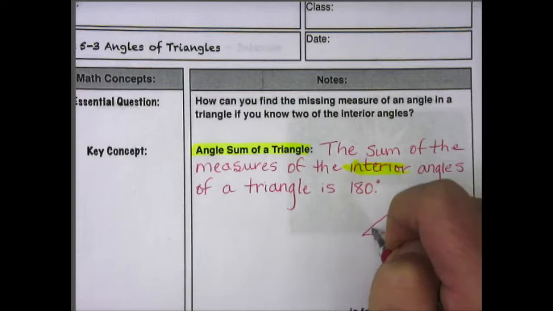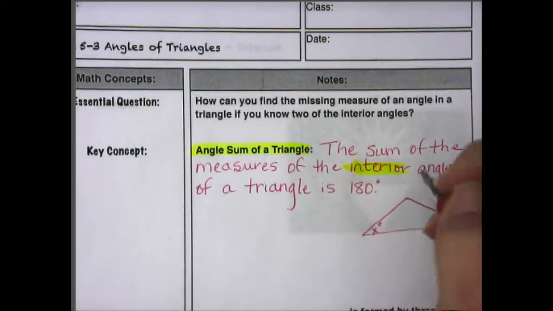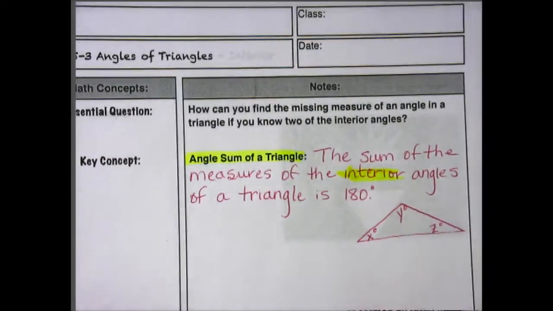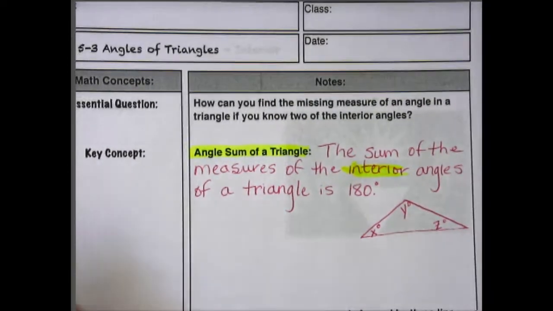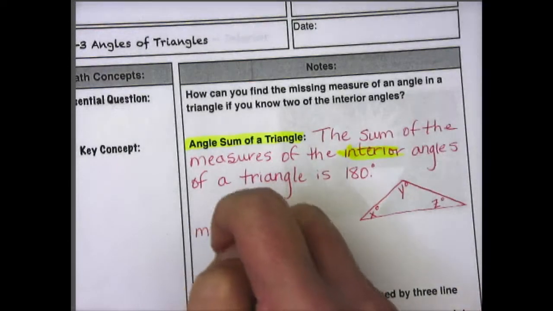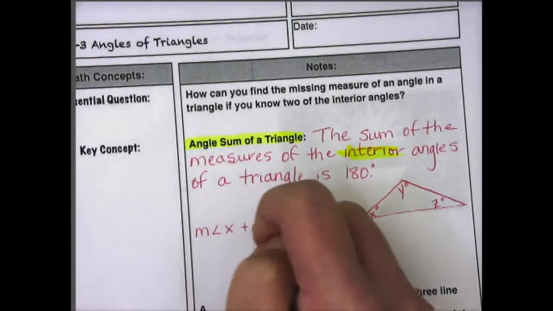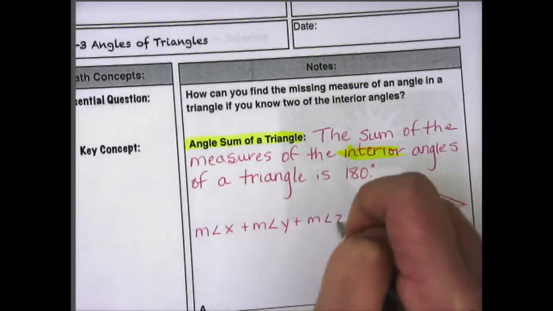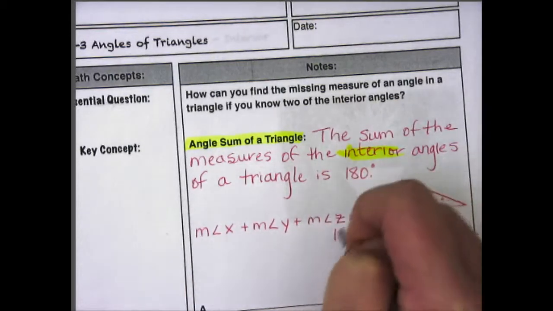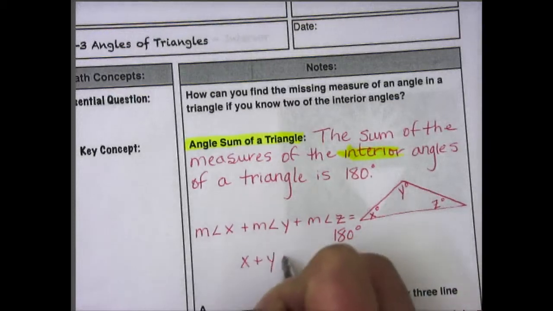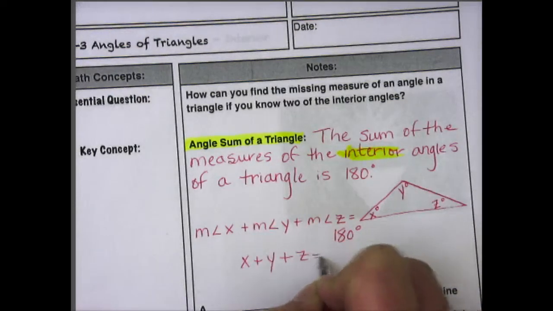And we're going to have, in a triangle, 3 interior angles. So we have X, Y, and Z. And what we want to do then is just write that the measure of angle X plus the measure of angle Y plus the measure of angle Z equals 180 degrees. So X plus Y plus Z equals 180.